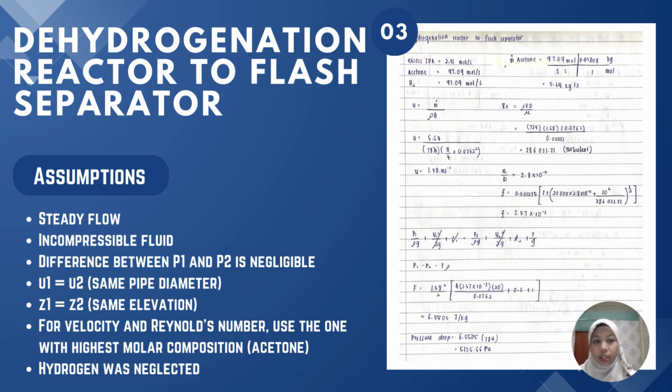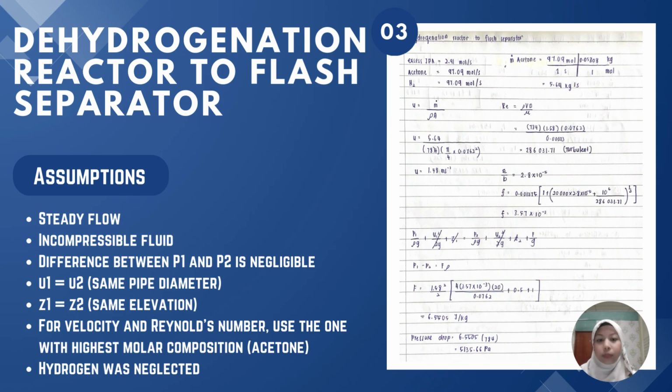The calculation steps are just the same as before, where we need to find the Reynolds number. For this flow, we got it turbulent with 286,031.71. Then we need to find the relative roughness, 2.8 times 10 to the power of negative 5. Actually, it is the same as before since we use the same type of pipe, which is 3-inch diameter stainless steel.